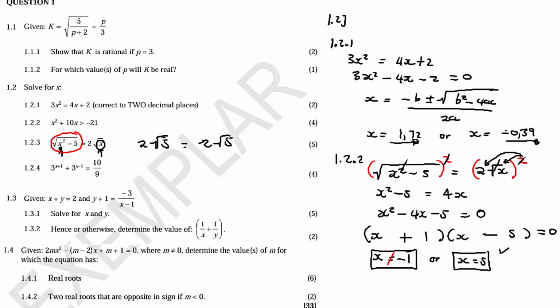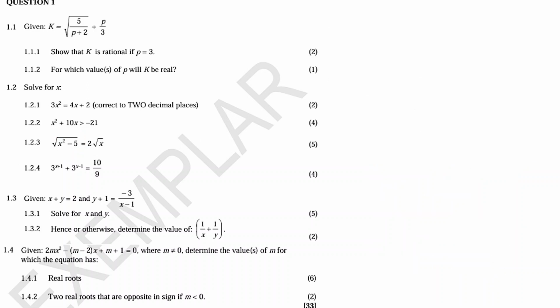Let's move on to 1.2.4. I'm erasing this. We're going to 1.2.4. It's an exponential equation. When I see my powers like this, with binomials as my exponents, I break my powers now.